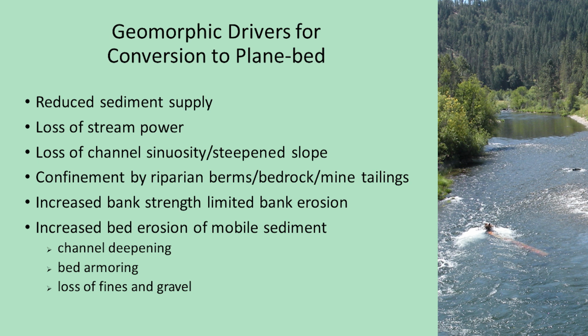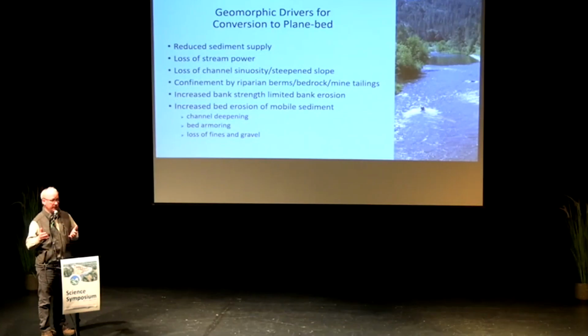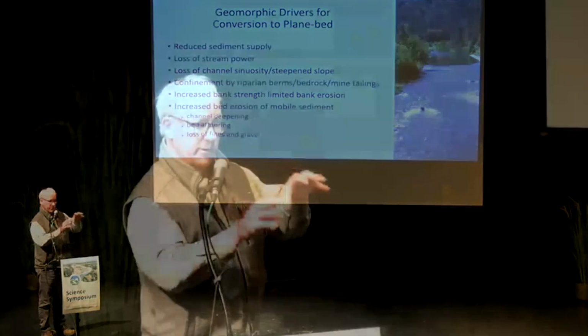On top of this, even before the dam, a lot of the channel sections were confined by bedrock and mine tailings. And then the riparian encroachment increased the bank strength by rooting into the banks, which made them less susceptible to bank erosion. So that increased bed erosion of the mobile sediment on the bed. Eventually, over time, that mobile sediment and the fines were stripped out and the channel bed armored. So we not only lost fines and the mobile gravel, but the gravel that was left behind became harder to move.